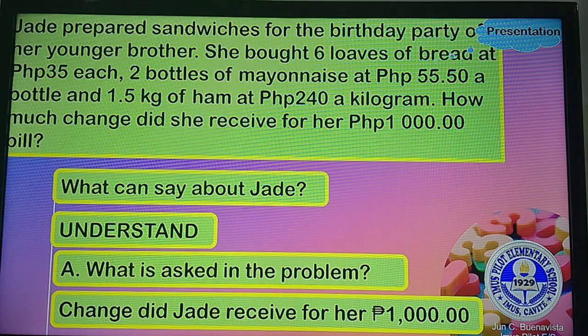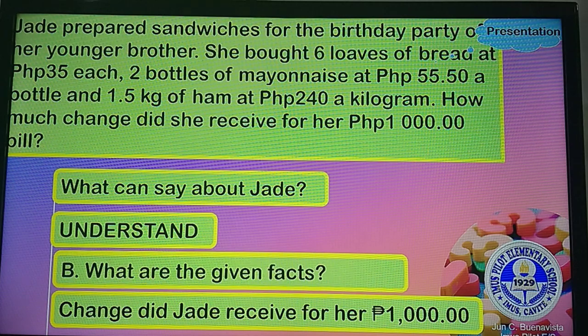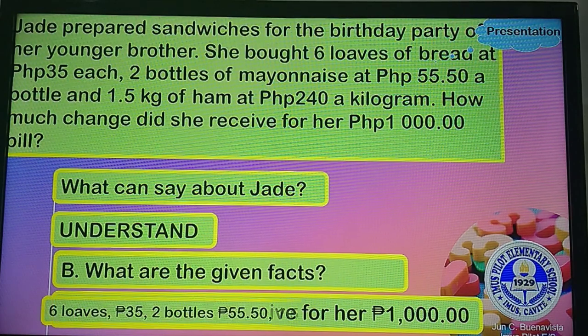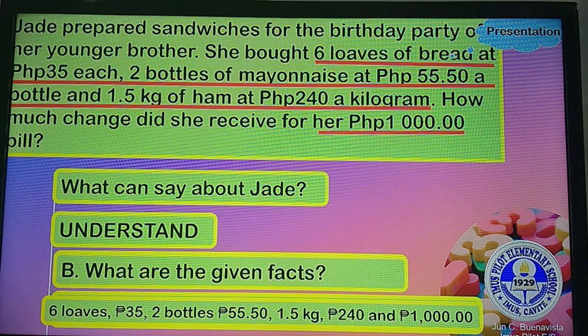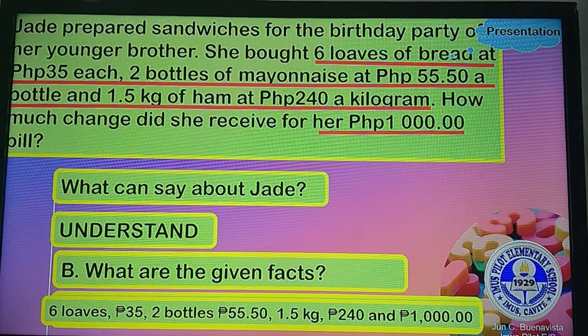Then, under understand, you are going to know what are the given facts. So, these given facts are the numbers that you are going to use to solve the problem. So, what are the given facts? The given facts are 6 loaves of bread, 35 pesos, 2 bottles, 55 pesos and 50 centavos, 1 and 5/10 kilograms, 240 pesos, and 1,000 peso bill. Now, in our problem, we can see the given facts. She bought 6 loaves of bread at 35 pesos each, 2 bottles of mayonnaise at 55 pesos and 50 centavos a bottle, and 1 and 5/10 kilogram of ham at 240 pesos a kilogram. Then, she has a 1,000 peso bill. So those are the given facts that you are going to use to solve the problem.